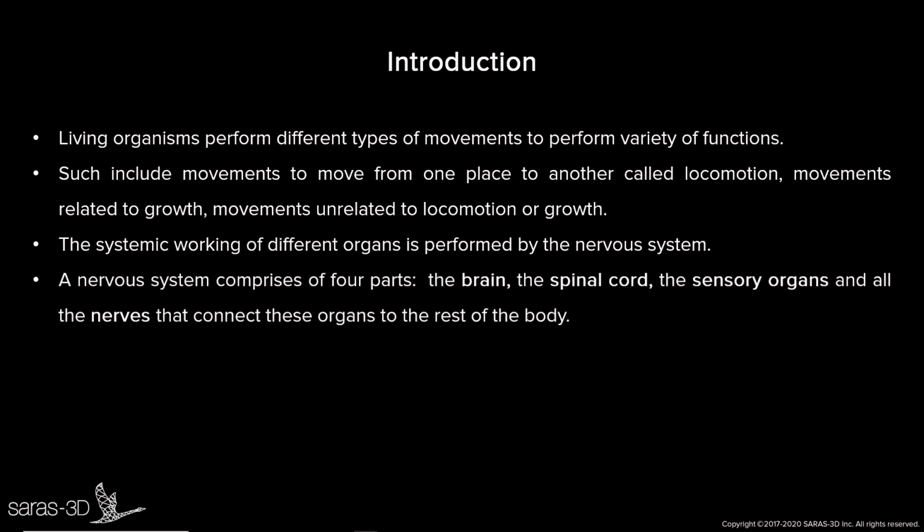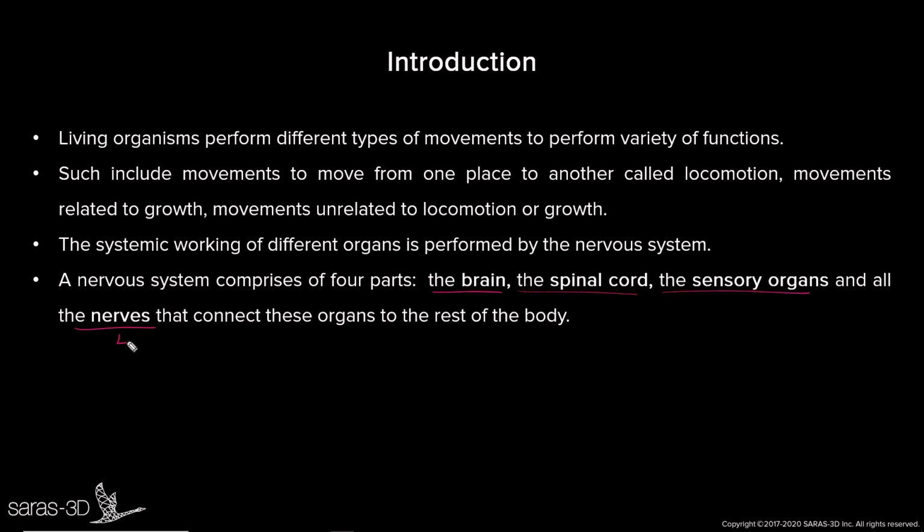So, a nervous system comprises 4 main parts, that is, the brain, the spinal cord, the sensory organs which have the sensory tissues in them, and all the nerves which connect these organs, that is the brain, spinal cord and sensory organs, to the rest of the body. We will begin to understand the working of the nervous system from its basic unit.